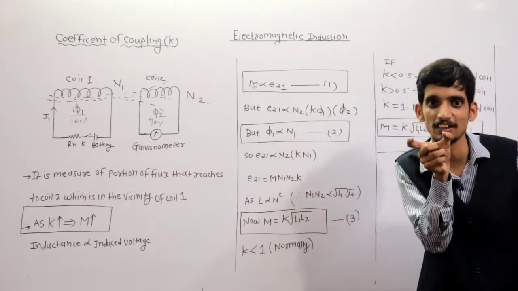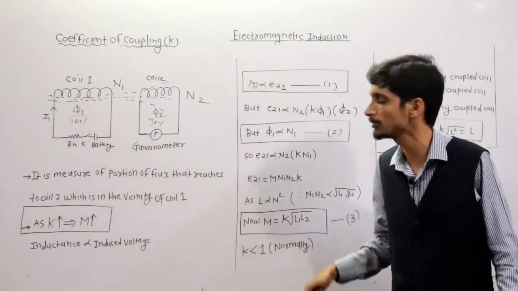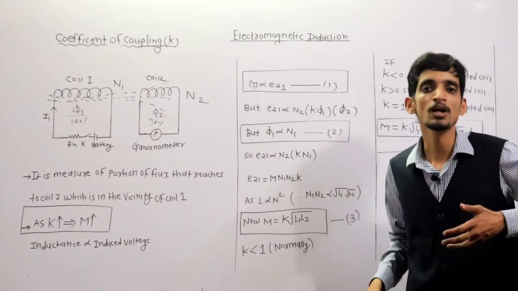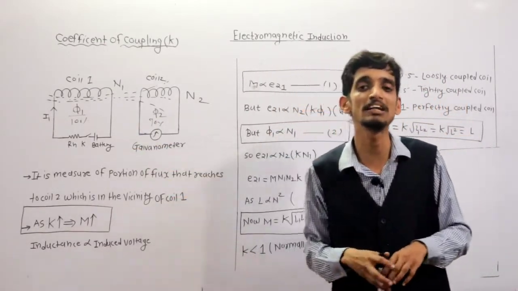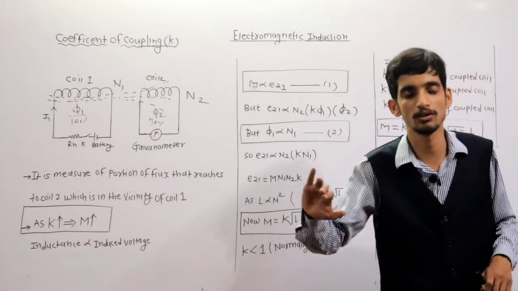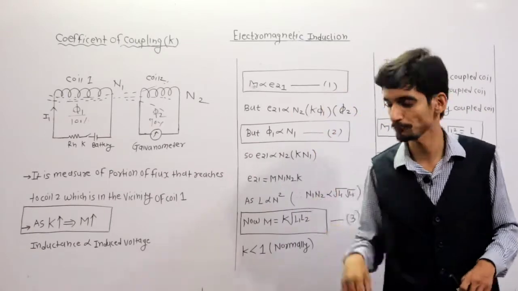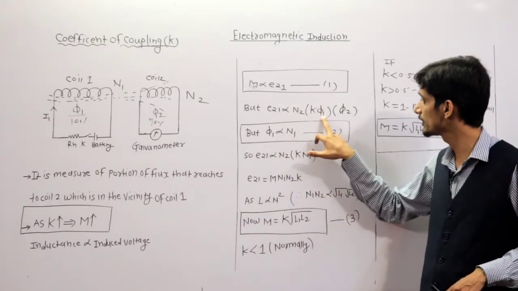That fraction is coming out of the total flux. A K phi 1 fraction will come to the second coil. It means suppose 100% flux is produced in this first coil, then 75% flux will enter. It means K phi 1 is 75%. Out of the remaining 25% has leaked. So that's why E21 is proportional to N2 K phi 1.